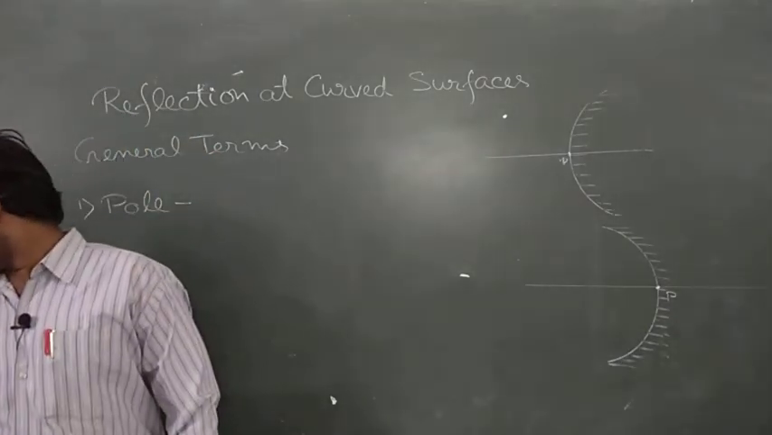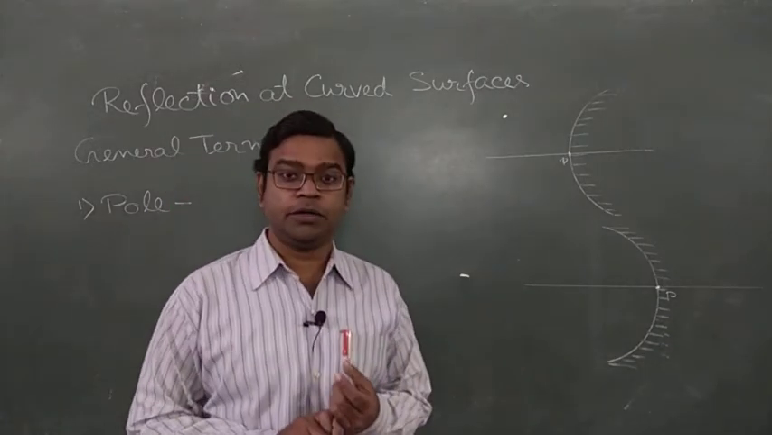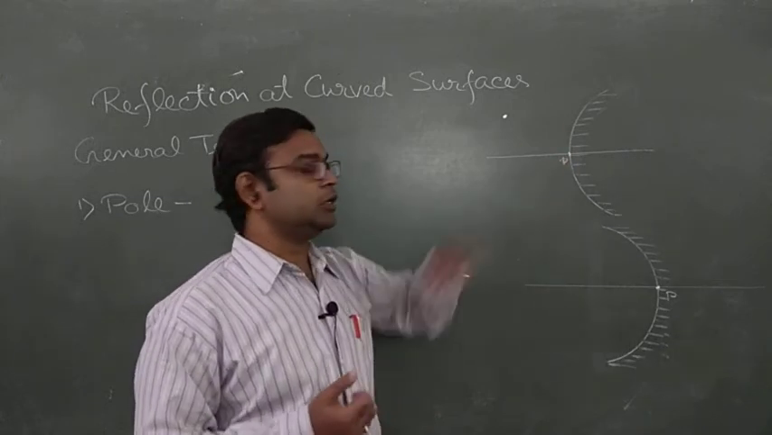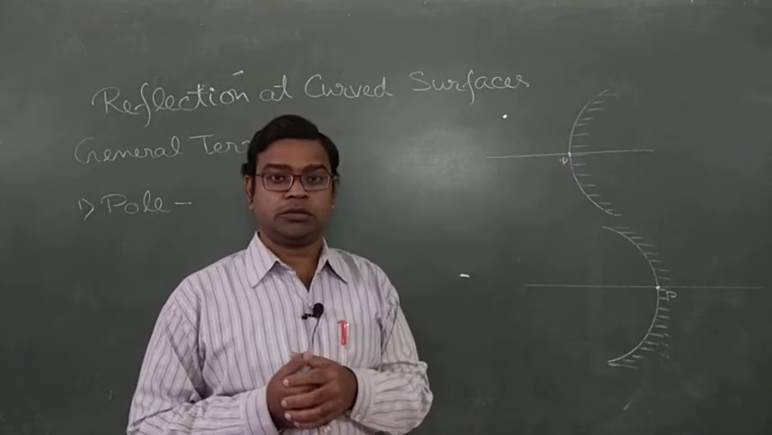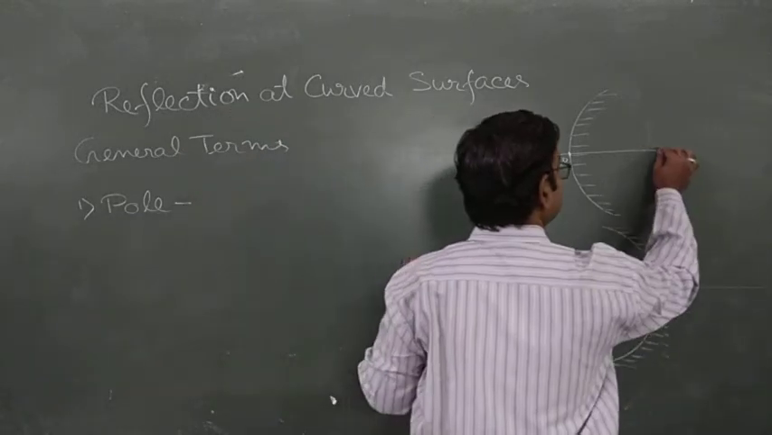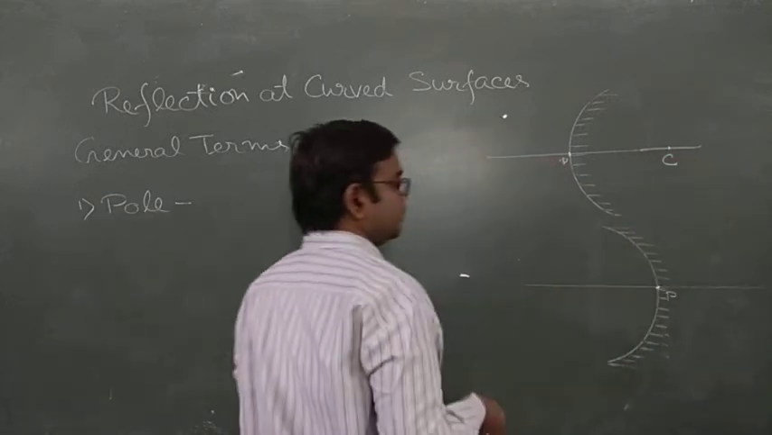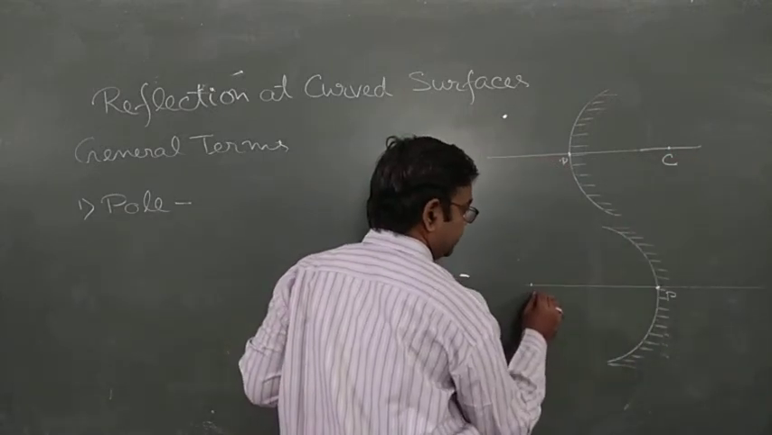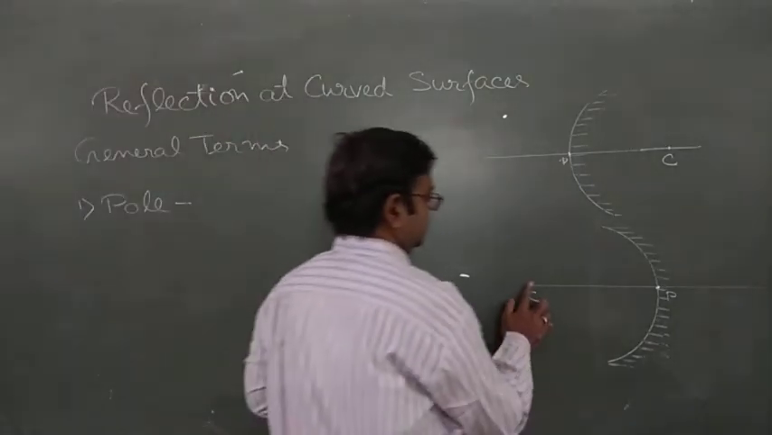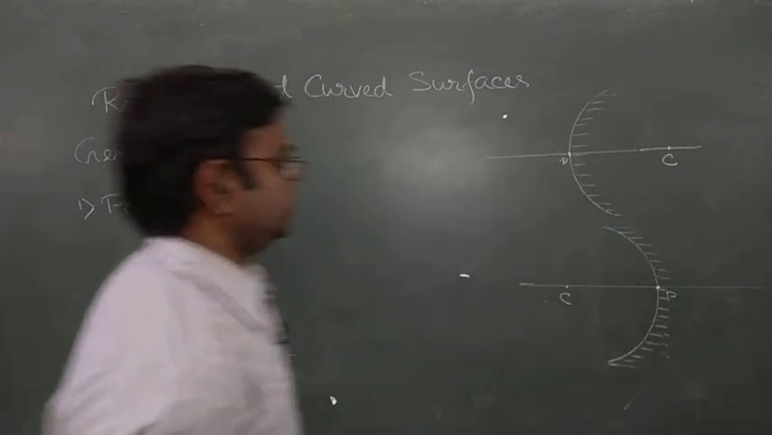Next one is the center of curvature. The center of the hollow sphere from which we obtain the given spherical mirror. It may be this one or this one. Those centers are known as the center of curvature. In this case, the center of curvature is just behind the mirror, and in this case the center of curvature is just in front of the mirror. Clear? Sorry, this one looks like the center of curvature.